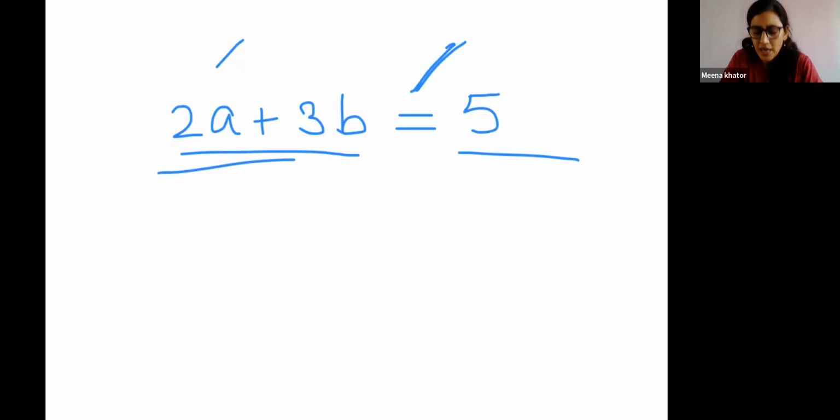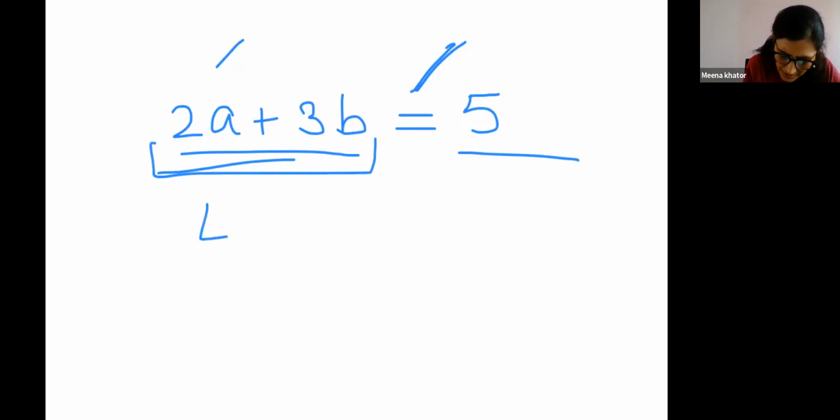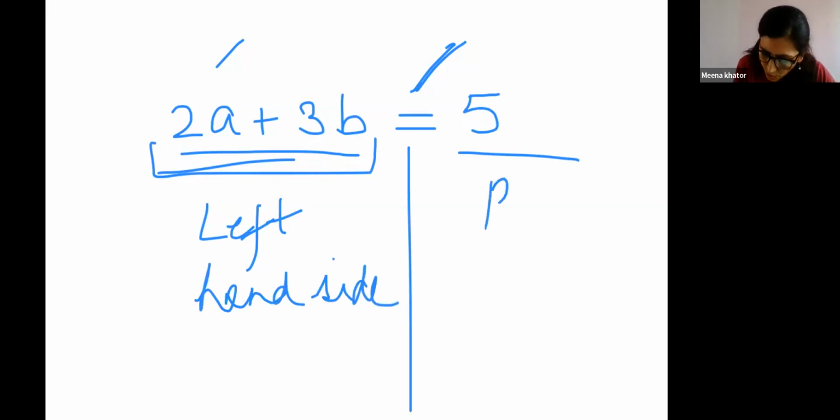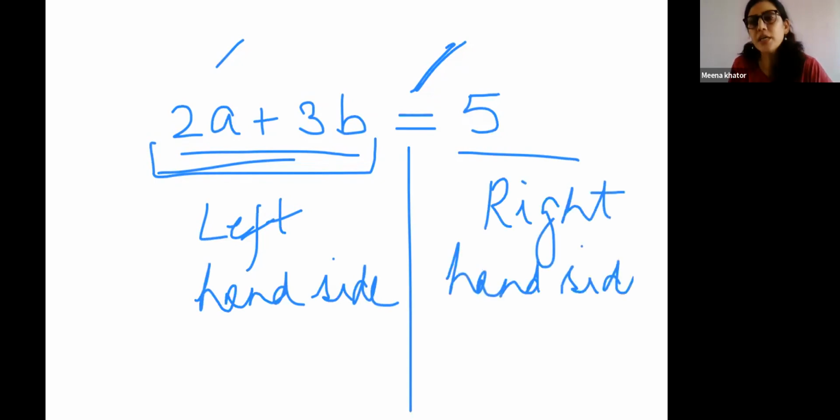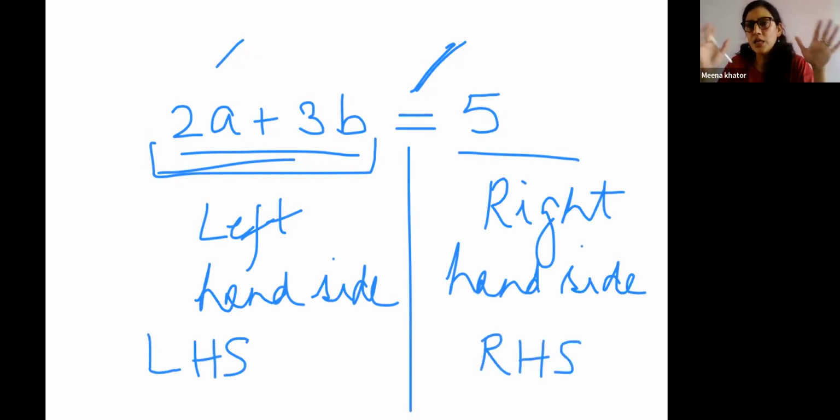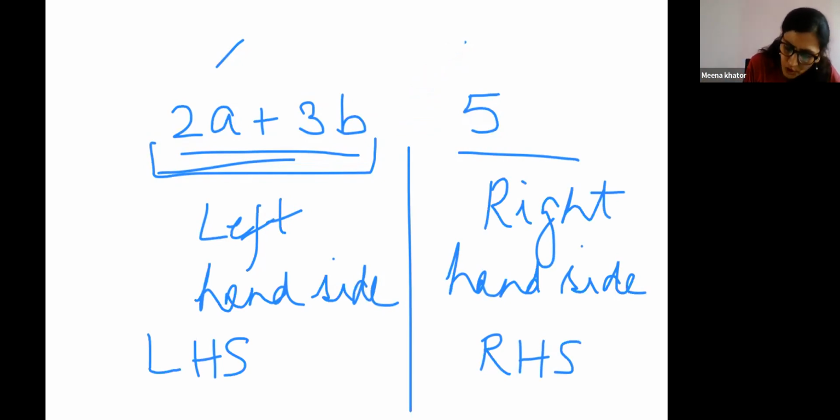Clear to everyone? Now, this expression is called the left hand side of the equation, and the 5 is called the right hand side of the equation. Clear? In short, we call it LHS and we call this RHS. Any doubt here? Equation is clear? LHS, RHS have to be equal when there is equal sign, right? Good.